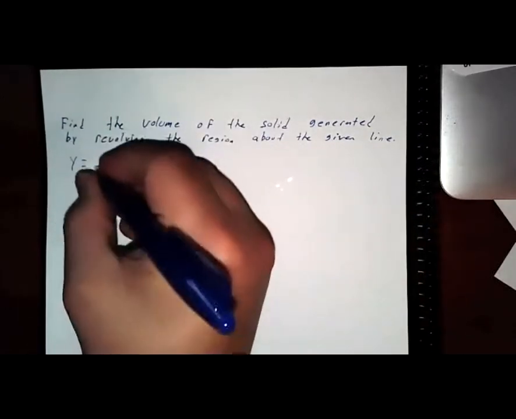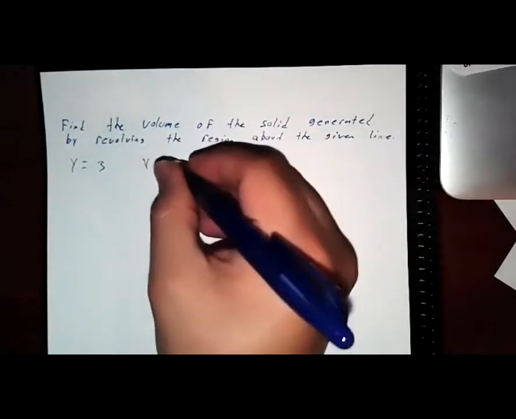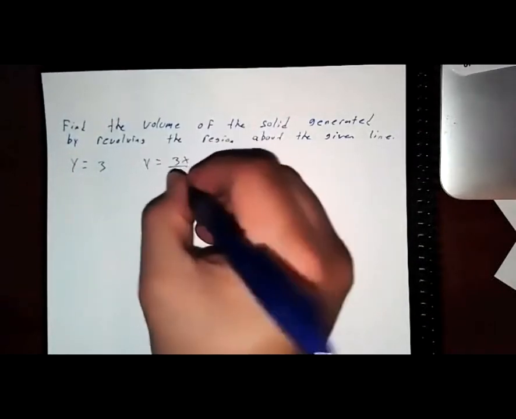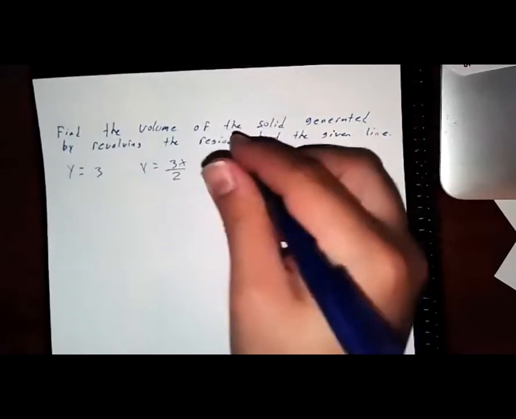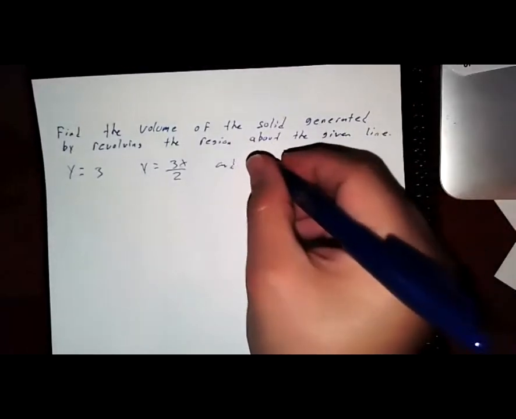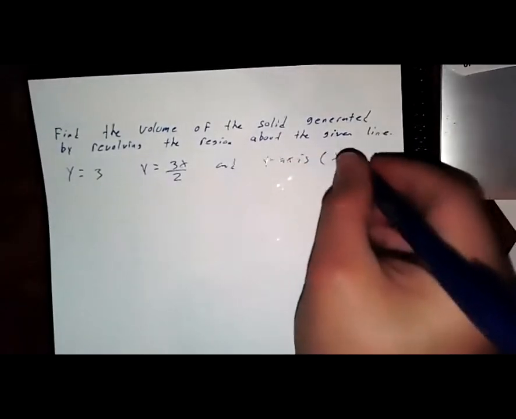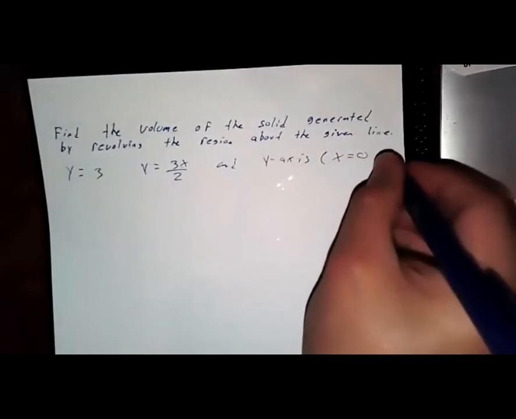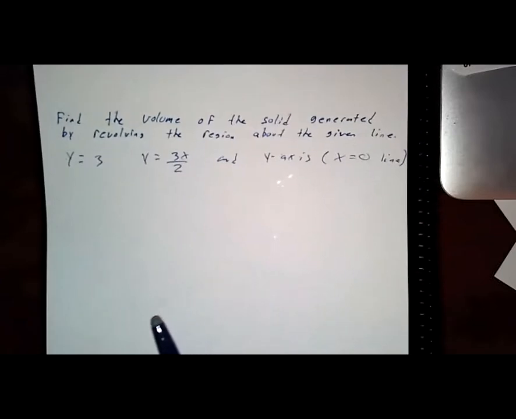y equals 3. y equals 3 halves x, or 3x over 2, same thing. And it also says by the y-axis, which means technically x equals 0, right? All right. So let's graph all this.